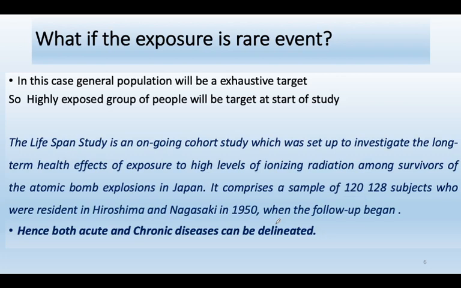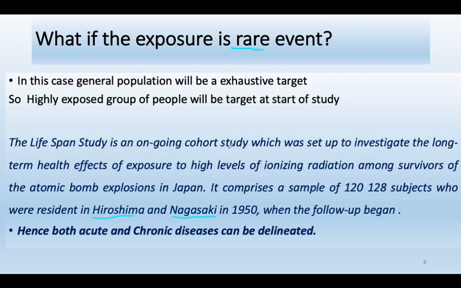Next, this is a study in which you have multiple exposures, and you can come across different diseases. But what if the exposure is a rare event? For example, God forbid, a very rare incidence of ionized radiation exposure. So how are we going to study that rare event? In that case, the general population will be an exhaustive target. We don't screen the whole Japanese population. So in that case, an excellent example is mostly presented about the Hiroshima Nagasaki residents.